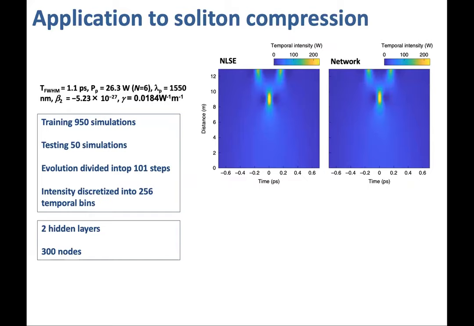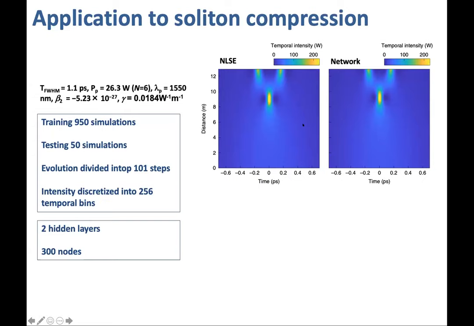So just to show you some concrete results for soliton compression prediction, for example, here you can see on the graph on the left the actual integration of the nonlinear Schrödinger equation, and then the prediction made by the recurrent neural network once it has been trained. Of course, this prediction is made for some parameters which the network did not see during the training phase, and you can see that the agreement is amazingly good.